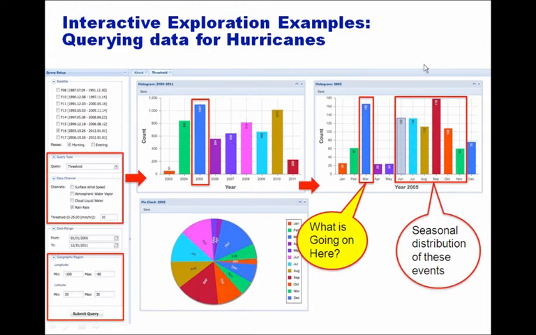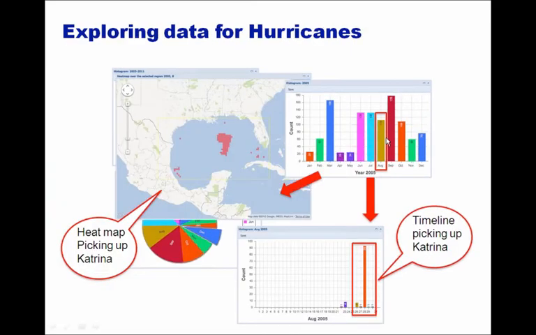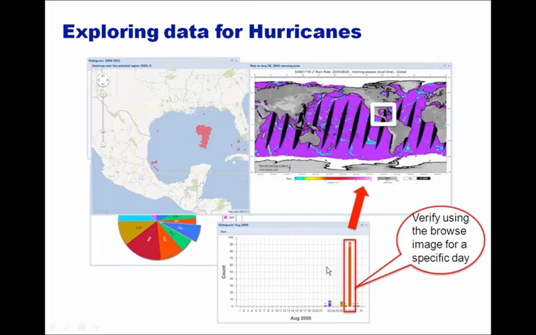You can drill down to a particular year, and then you can see the seasonal distribution of these events. Then you see one month looks a little odd. This is where this whole notion of the data pointing you in a new direction comes in, where you're saying, what's going on here? Then you can drill down to a particular month, and you can actually pick up the particular hurricane. So this is Katrina, and you have a heat map, which is basically a spatial frequency. It's showing the location of the event for that month.